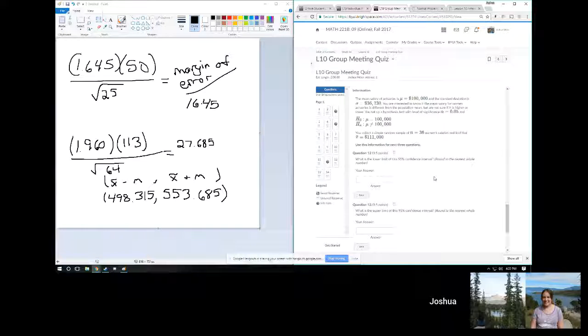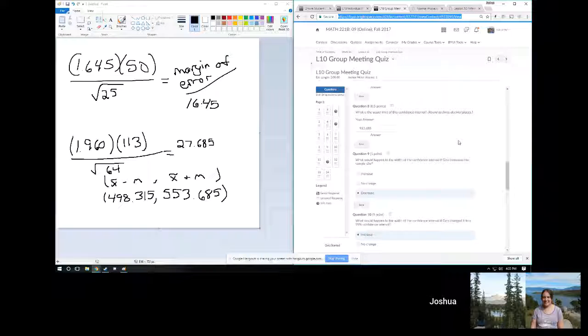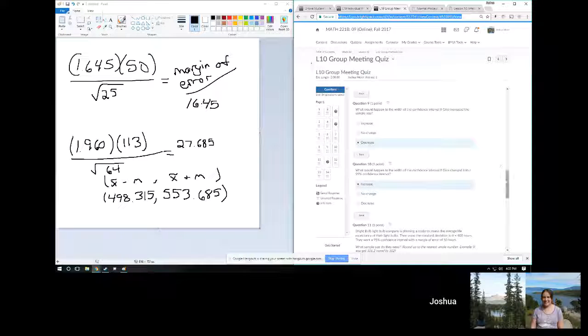What would happen to the width of the confidence interval if Gene had increased the sample size? It would decrease. For number 9? Mm-hmm. Yes.